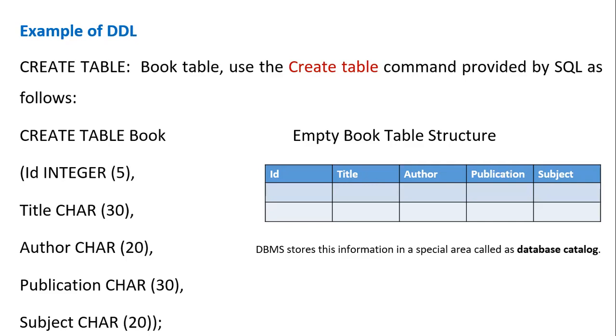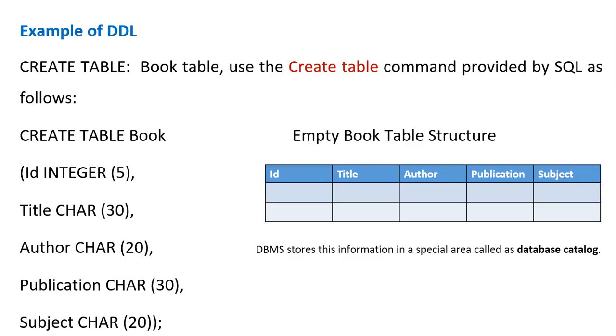Now we have our table, which is book, and this table belongs to a given database. You have to look at the ID, which is the primary key in this case. What is the title of the book? Who is the author, the publication and the subject? The creation of these fields, which I can call attributes, is done by data definition language. You're defining the structure of the table book, which belongs to the database.